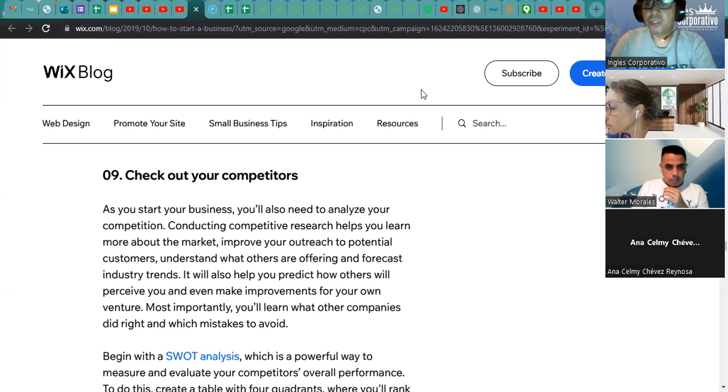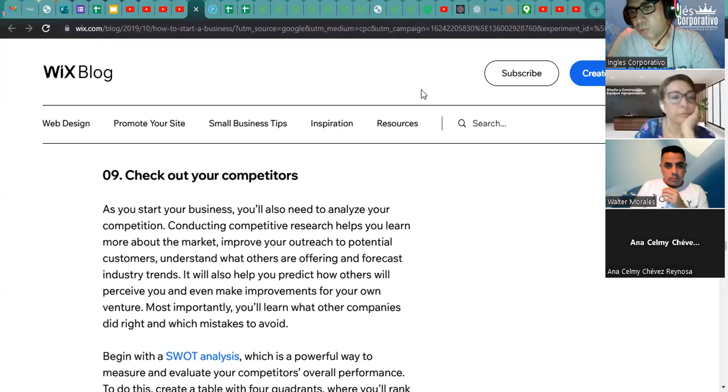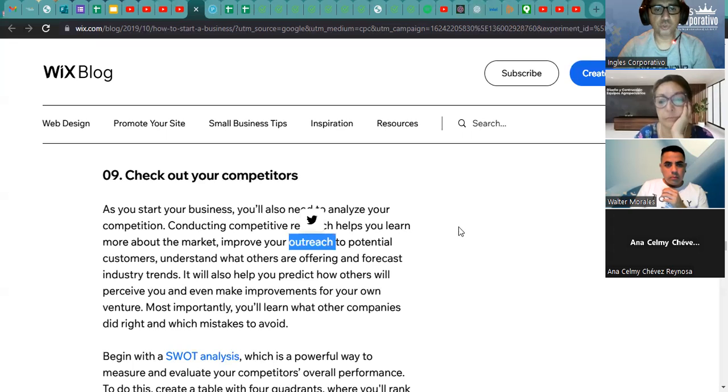Okay, very good. So yes, this is a very important thing to analyze about your competitors. And this is something that I believe everybody knows: the SWOT analysis. In Spanish we call it FODA. FODA, very good. So let's check some vocabulary first of all. Let's see, market improve, your outreach. What is outreach?